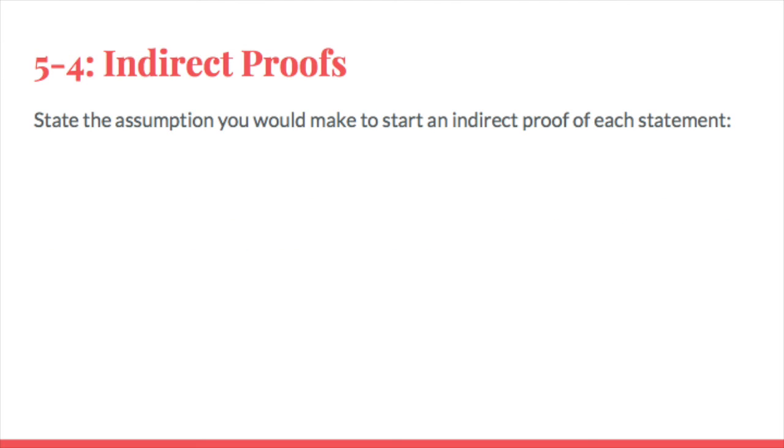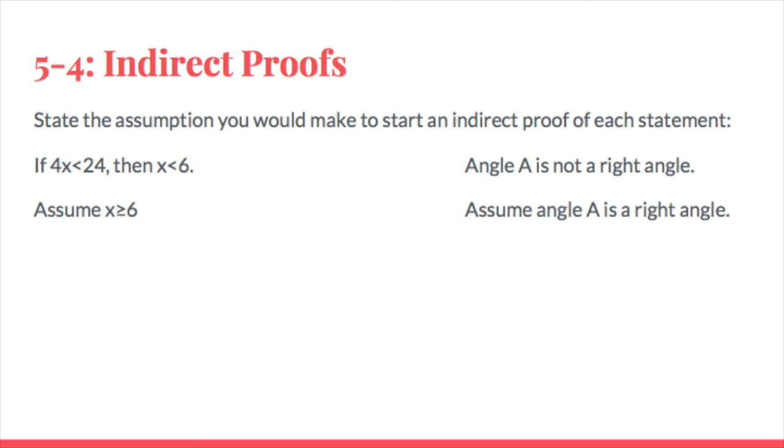State the assumption you would make to start an indirect proof of each statement. If 4x is less than 24, then x is less than 6. Angle A is not a right angle. Assume that x is greater than or equal to 6. Assume angle A is a right angle.